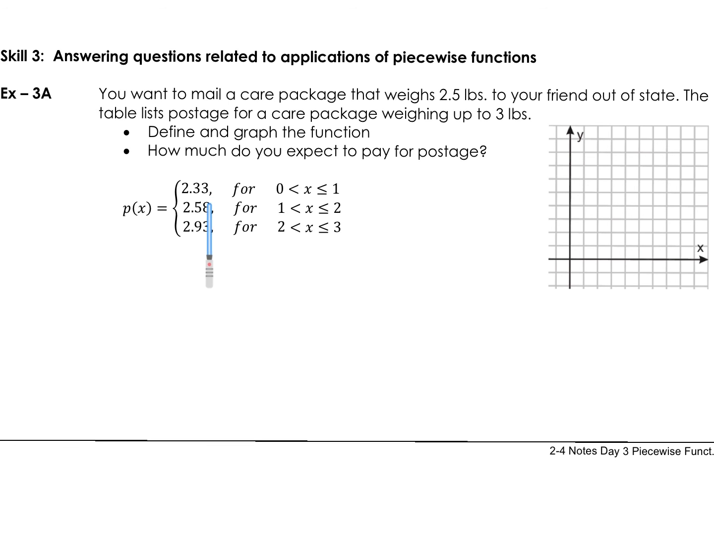So we've got, basically, if your package weight is from 0 to 1 pound, you're going to pay $2.33. From 1 to 2 pounds, $2.58, and between 2 and 3 pounds, $2.93. So this is going to be a step function. You need to first define and graph the function and then determine how much you expect to pay for the postage. So let's define our x. So x has to be our package weight. So we're going to squeeze that in there, let x equal package weight.